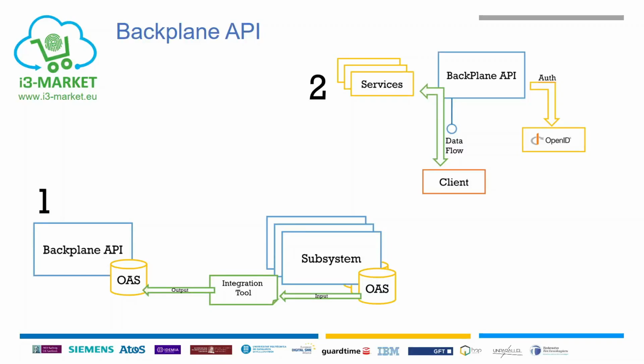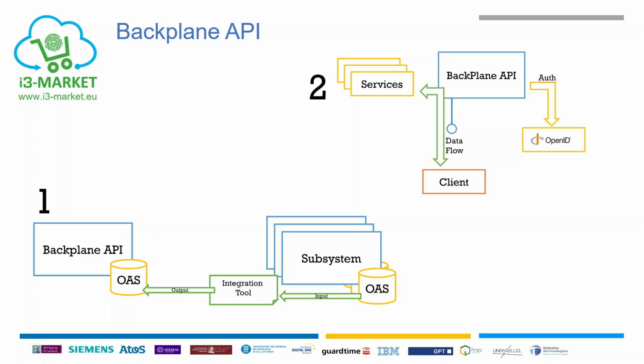We are going to see a demo from the task 4.3 Backplane API. In figure number 1, we can see how all the systems on the Backplane API have their own use cases that are specified in the OpenAPI specification file. With automated procedures, we are aggregating all those OpenAPI specification files into a single one.